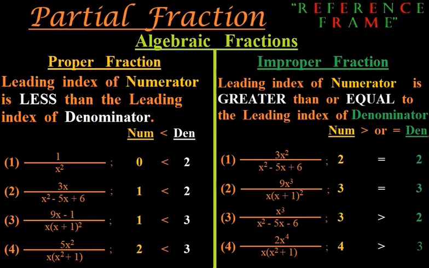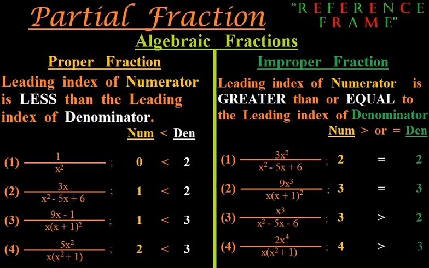In the third one we have x cube divided by x square minus 5x minus 6. Look here, in the numerator the index is 3, but in the denominator the highest index is 2. So 3 is bigger than 2. This is definitely improper. And the fourth one, like the previous one, 4 is greater than 3. So here we can learn what a proper algebraic fraction and an improper algebraic fraction are.